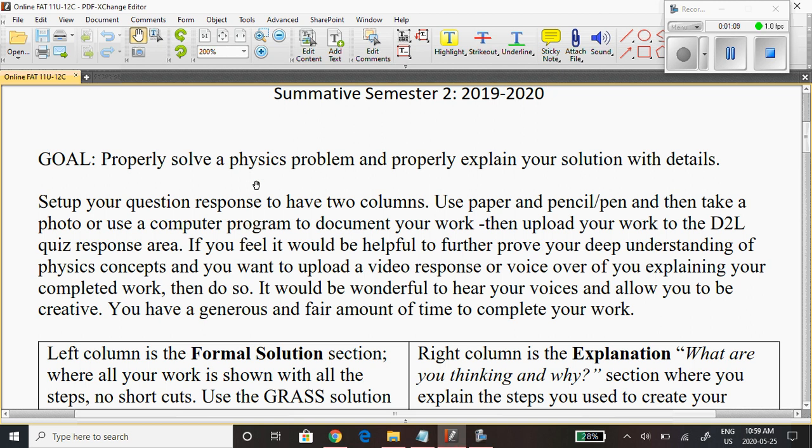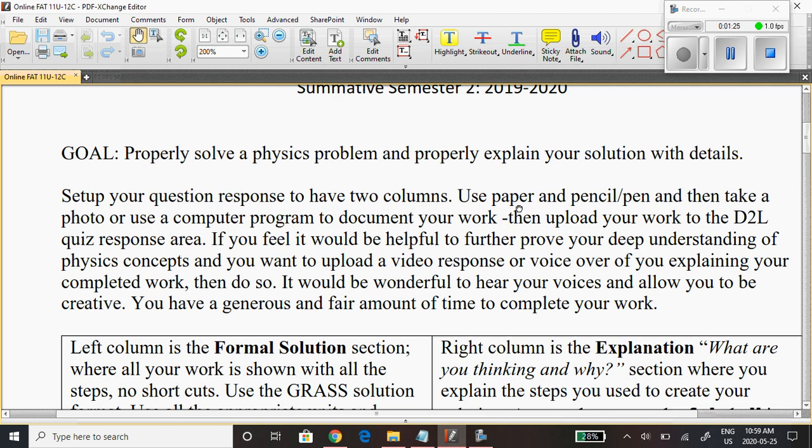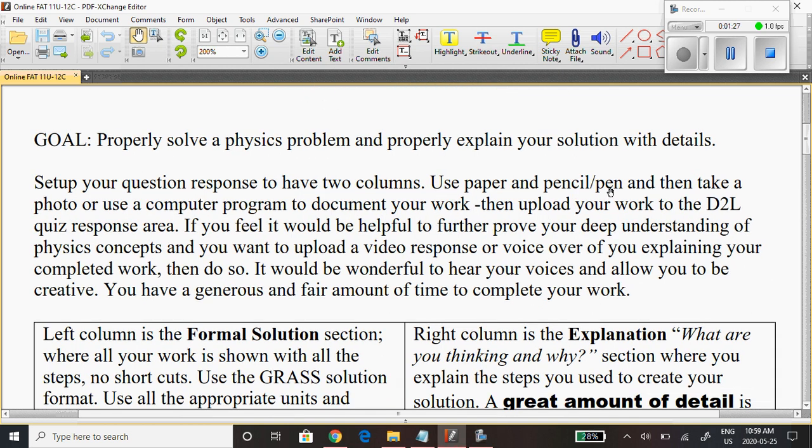This is the instruction sheet, and I've put a link to this so you can have access to it. It says, set up your question response to have two columns. So you're going to divide your paper into two columns. Use paper and pencil and take a photo or use a computer program to document your work. Then upload your work to the D2L quiz response area. That's where you're going to submit your work. I'll show you that later.